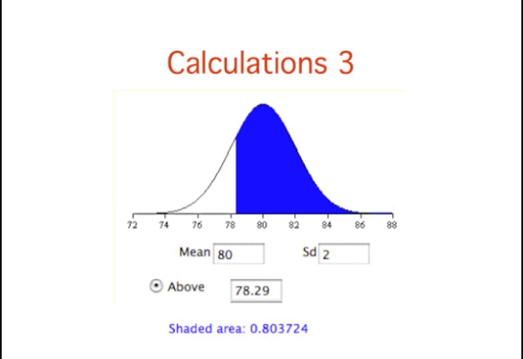Now we want to find the probability of a mean above 78.29 if the population mean is not 75 as in the null hypothesis, but 80, which is the true mean for the new method. Here we see the results obtained from the normal distribution calculator. For a population with a mean of 80 and a standard deviation of 2, the probability of obtaining a value of 78.29 or higher is 0.80. This means the power is 0.80, since the null hypothesis will be correctly rejected whenever the sample mean is above 78.29.